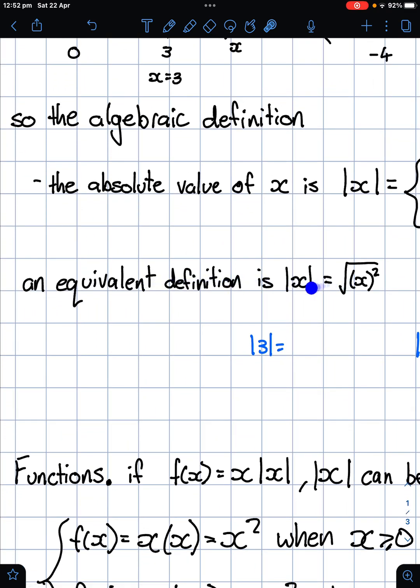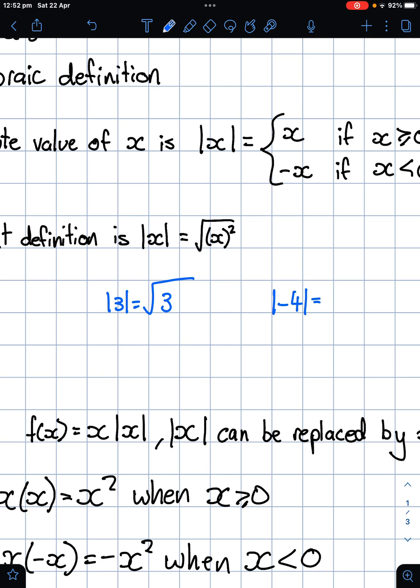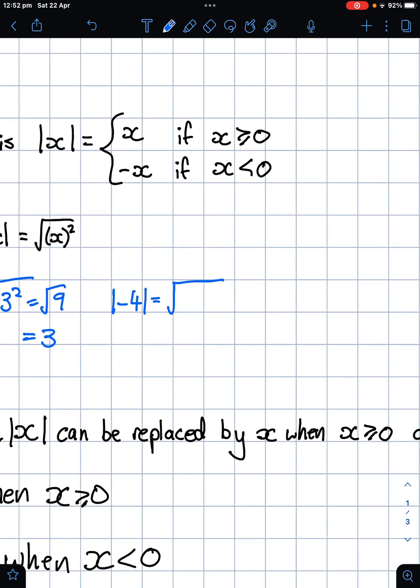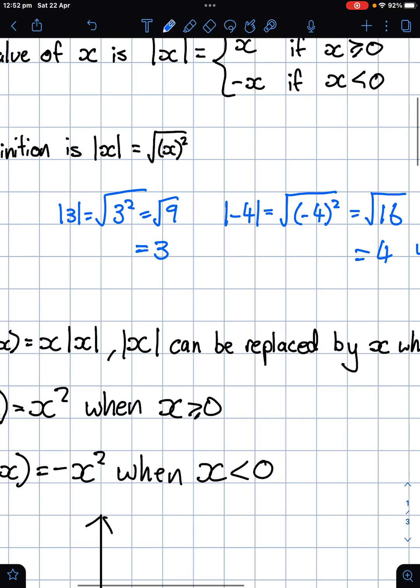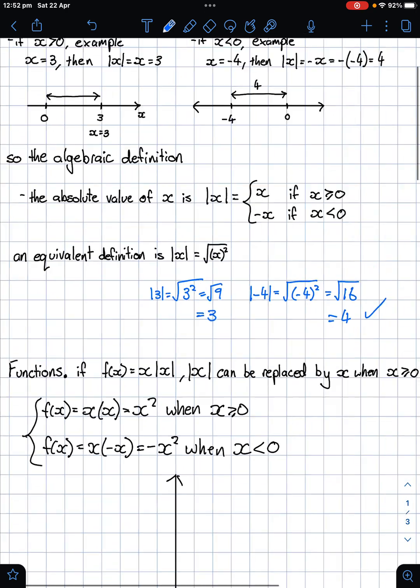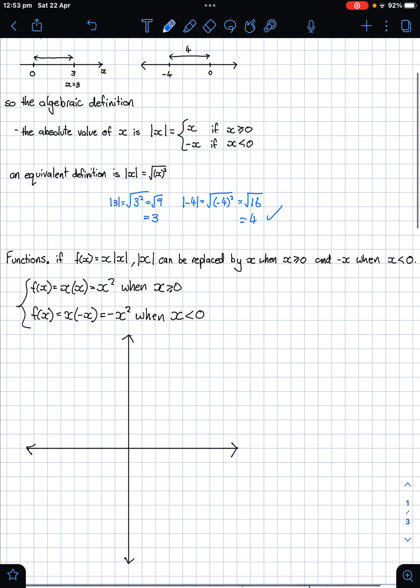Or an equivalent definition is the square root of x squared. Now the equivalent definition is an interesting one because we go square root of 3 squared equals square root of 9, which just equals 3. This one here will make more sense. So we have square root of -4 squared, which means -4 times -4 is 16. So we have square root of 16 equals 4, gives us our positive number, hence the equivalent definition. Now that's quite a simple concept. That's just talking about numbers. Like if it's a negative number, it's got to be a positive.